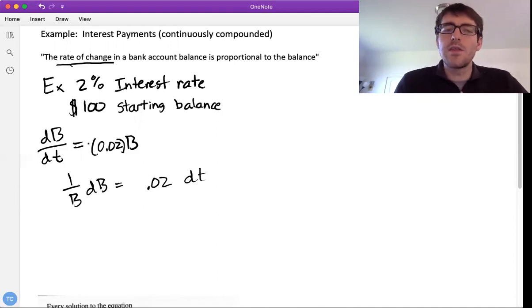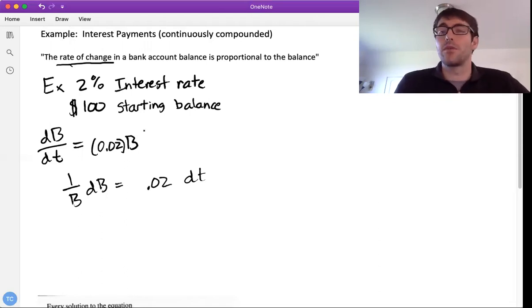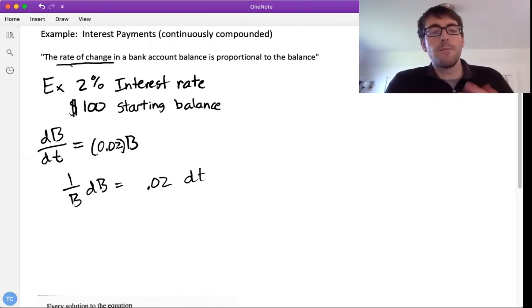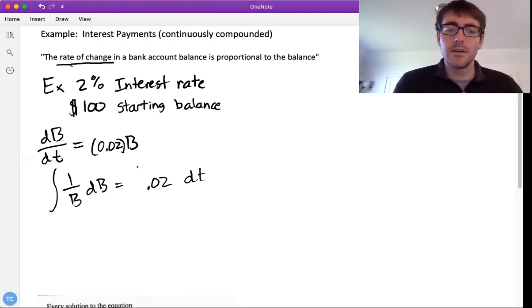And this 0.02 part, you could bring it over to the left as well, or leave it on the right. The point is that we want everything involving b's on the left, everything involving t's on the right, but the constants could go either way. You'll end up getting the same answer. Right. So once we have this, we want to integrate.